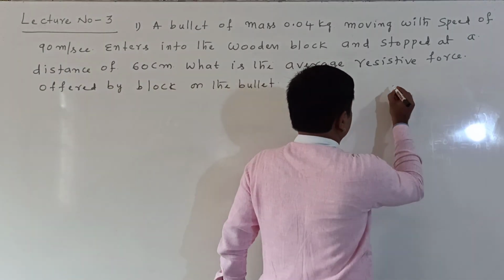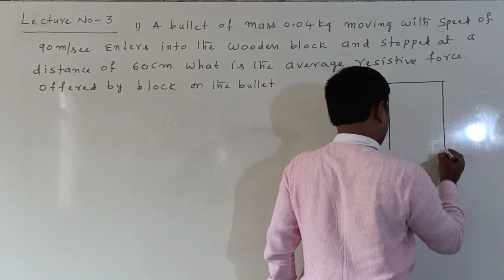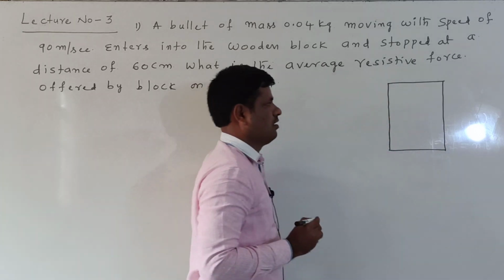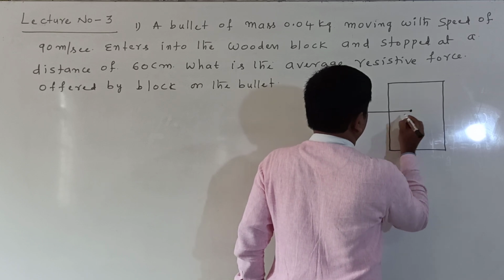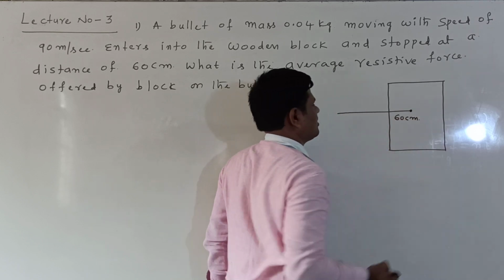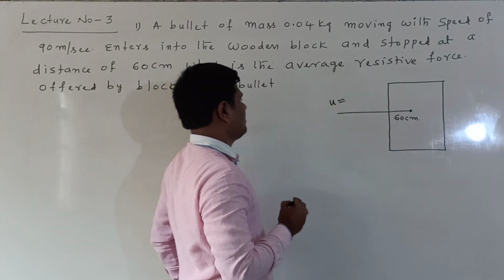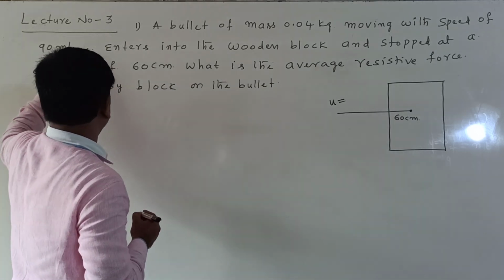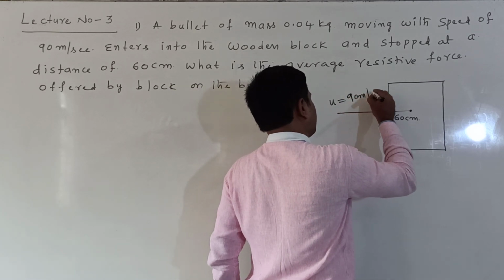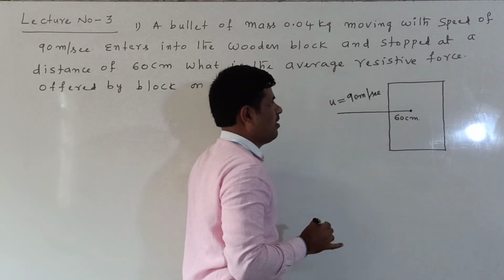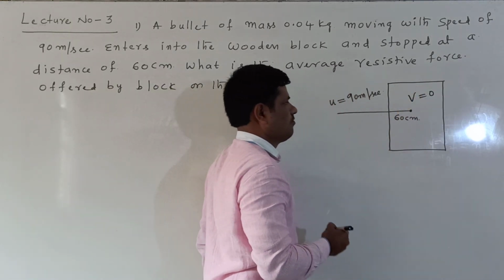Now listen here. Suppose this is a wooden block. In this wooden block the bullet has entered and stopped at a distance of 60 centimeter. First of all it is moving with an initial speed of 90 meter per second. When it enters into the wooden block it will be stopped. Stopped means the final speed is 0.